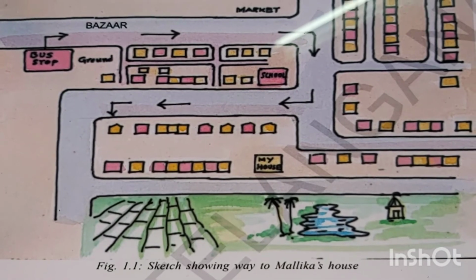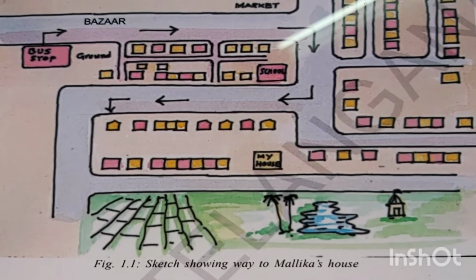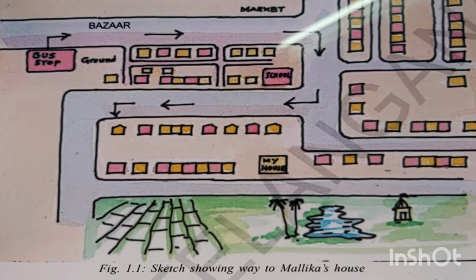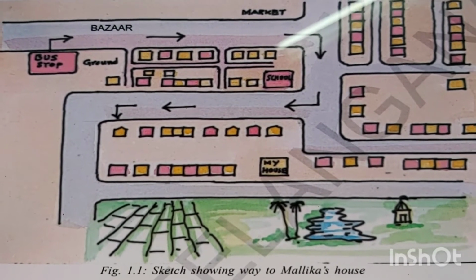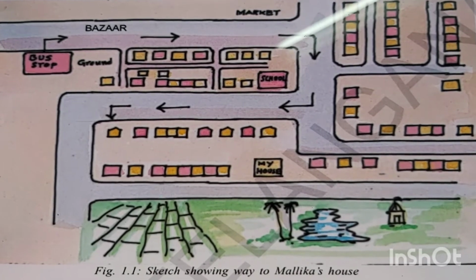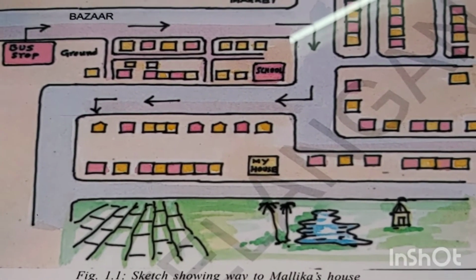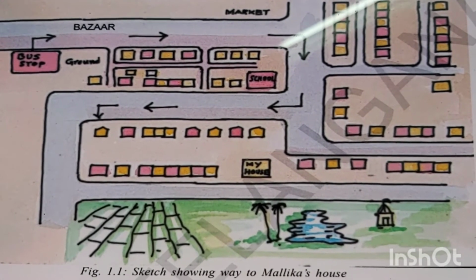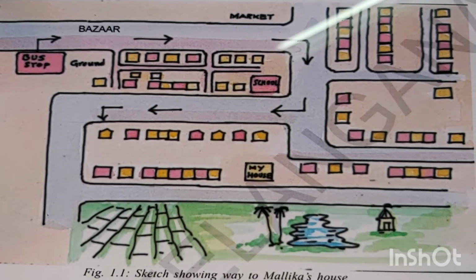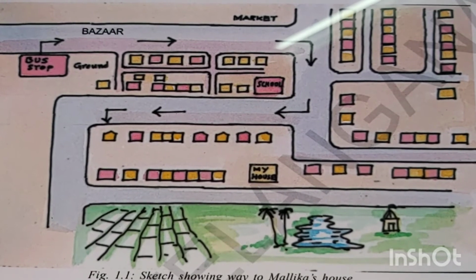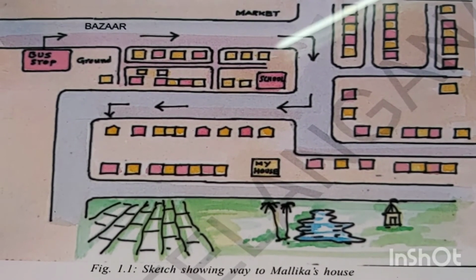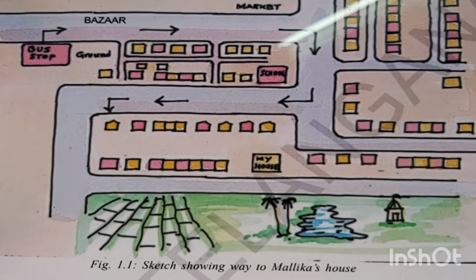Directions are very important. Another thing missing here is they have not given the scale. That is the distance, like how much distance you have to travel from the bus stand to Mallika's house. Maybe it is 5 minutes, 2 minutes, or you have to take an auto or car. I don't know what mode of transport. Maybe there is a bus also. So there are a few things missing in this. So it cannot be called a complete map.